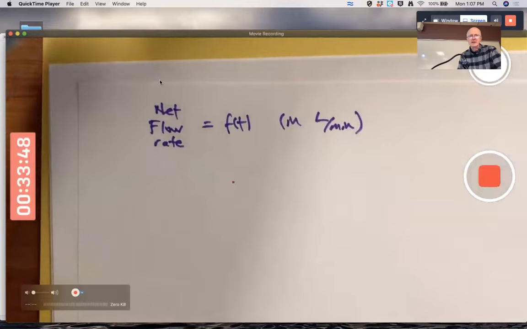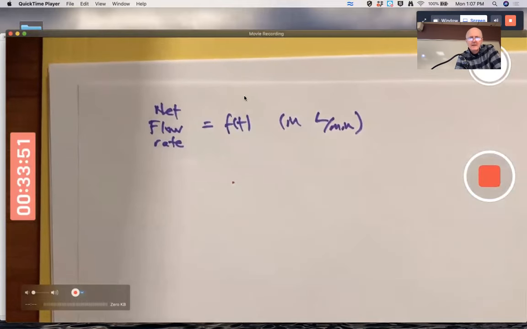I don't know why it's showing that. Was that always there? I don't know why that won't go away.